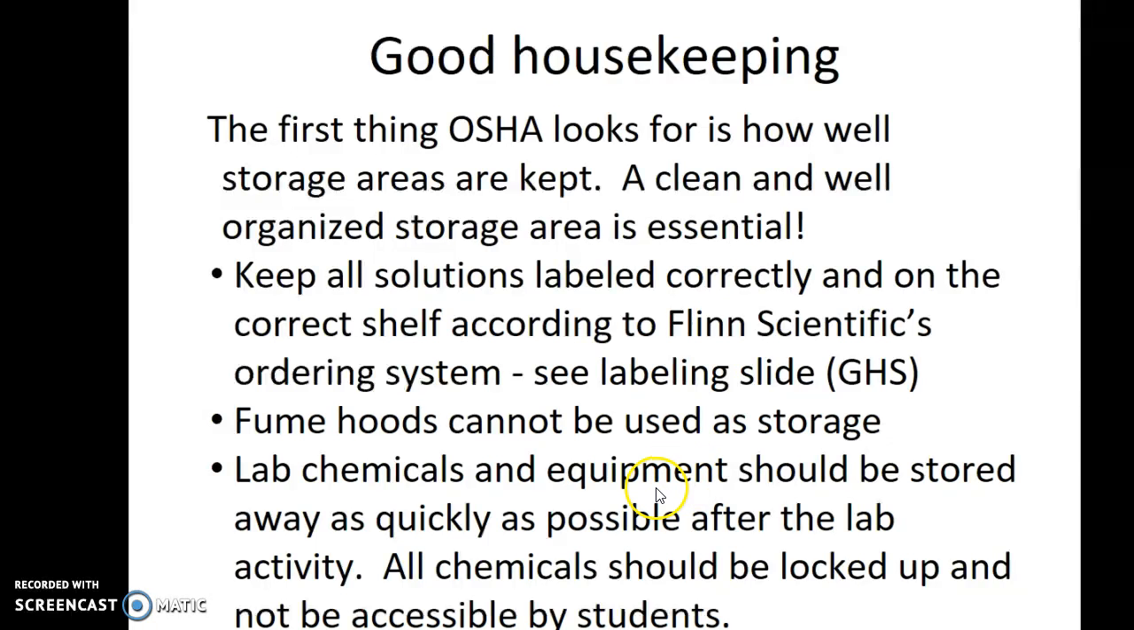All right, if we were to have an OSHA inspection, OSHA is really going to look at housekeeping right away. A clean and well-organized storage area is essential. They're going to look at that, and they may not even look any further. If they see a well-organized area where things are labeled correctly, they're not going to be looking too closely after that. Make sure your fume hoods are not used as storage. I know if you're doing a lab right away, stuff is in there, but it should not be used as long-term storage for anything. And just make sure that labs are put away as soon as possible, and you clean up spills immediately, that kind of thing.